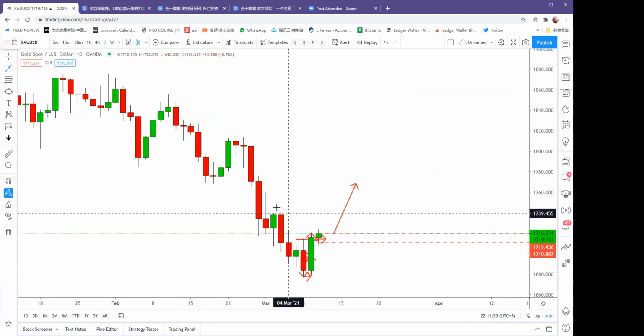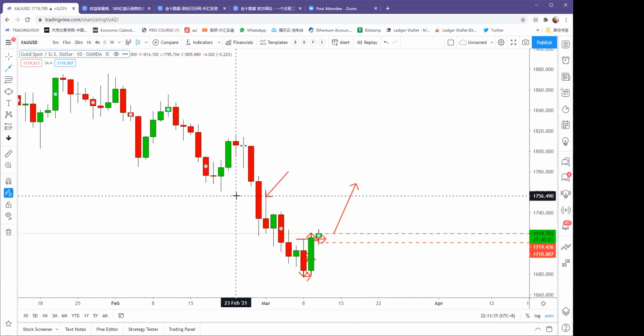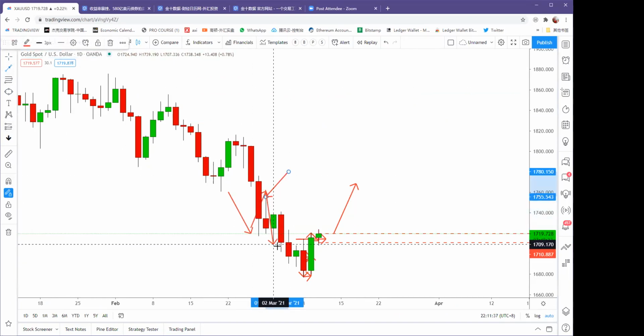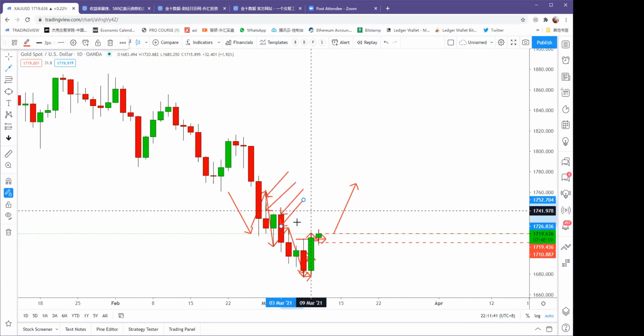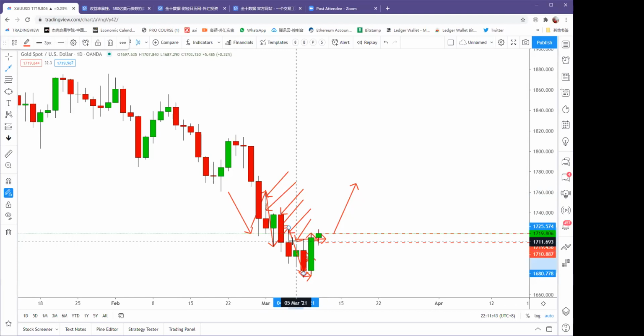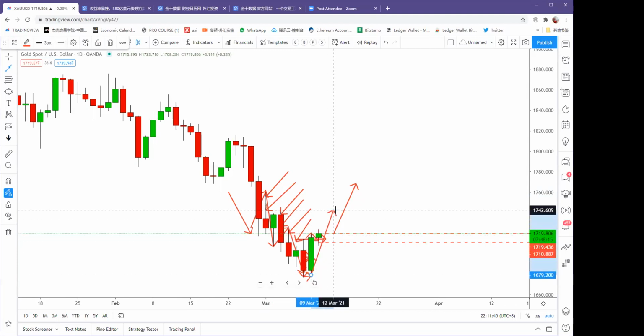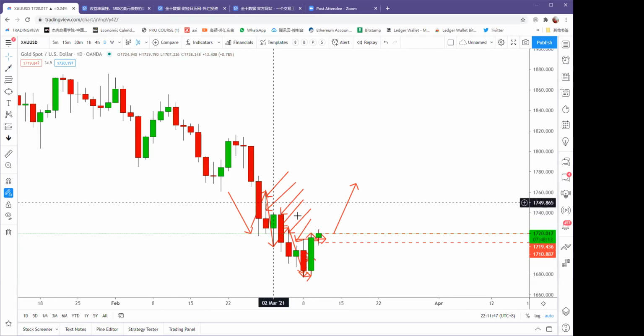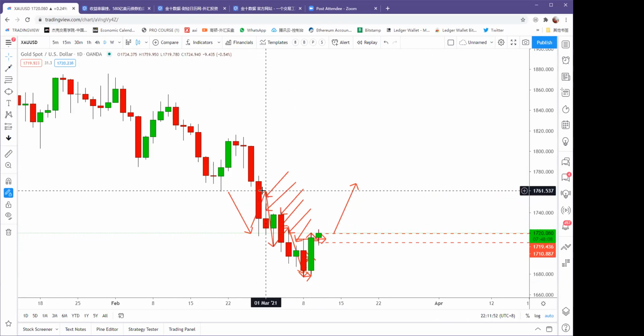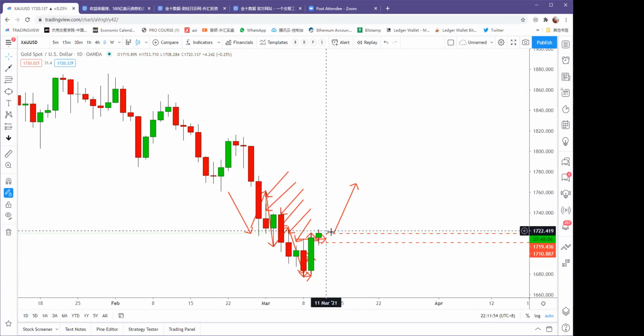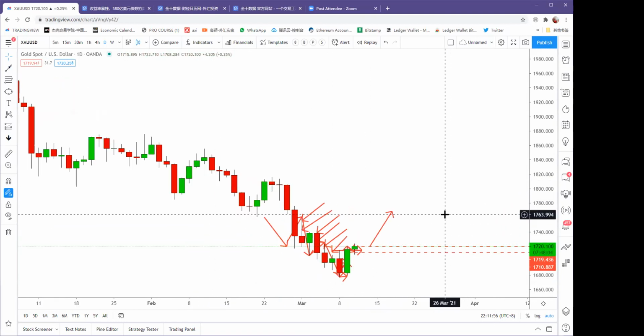Why? Because all the previous sellers have already completed their job. You can see here this is pullback, sell, pullback, sell. A lot of sellers joined in the previous down wave, and now that the price has reversed, all those sellers will consider taking profit, or they will change direction, and that's why the price will easily go to 1760.